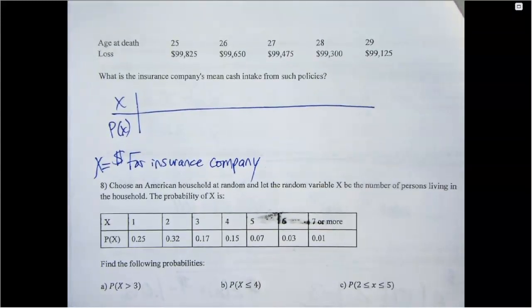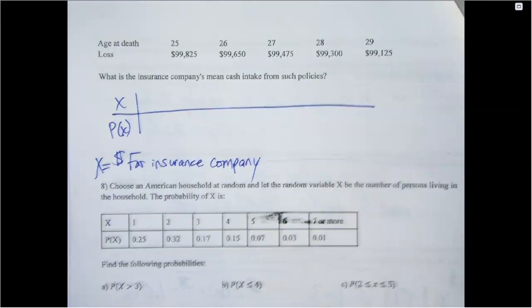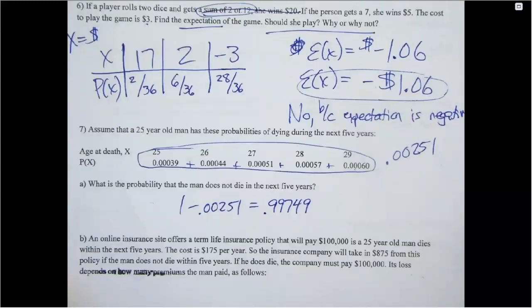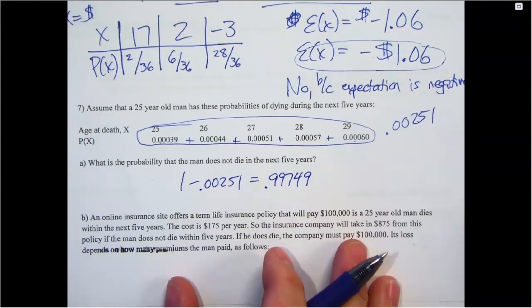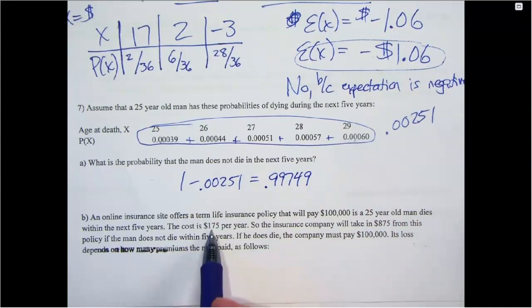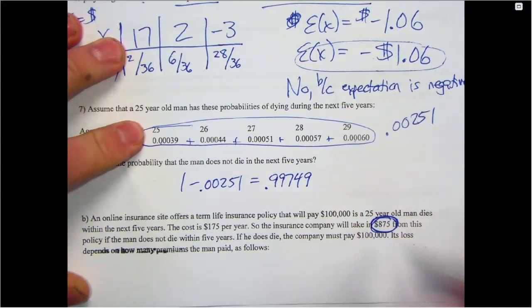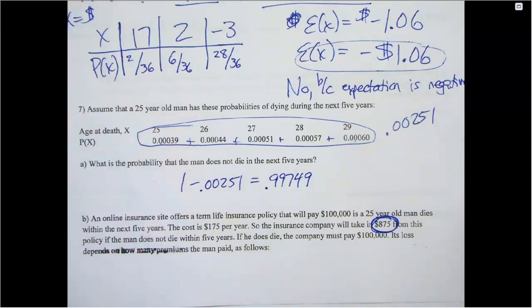So we got to read through the previous page, and we got to grab some information from the previous page as well. This life insurance company is charging $875 for a 5-year policy. So if you don't die in the next 5 years, I get to keep that $875, right? If you do die, I got to pay out a giant amount to your family.